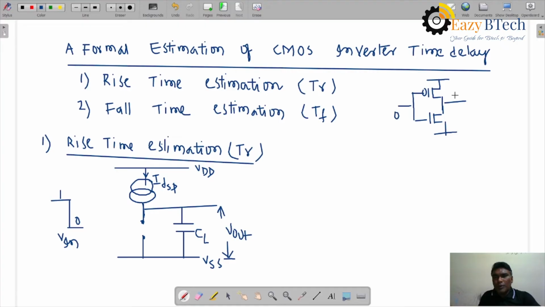If you are applying 0, PMOS on, NMOS off. So NMOS off, disconnected. Then output is equal to VDD, or 5 volts, or logic 1. Right? Output is VDD. V out will be raised from 0 to 1.